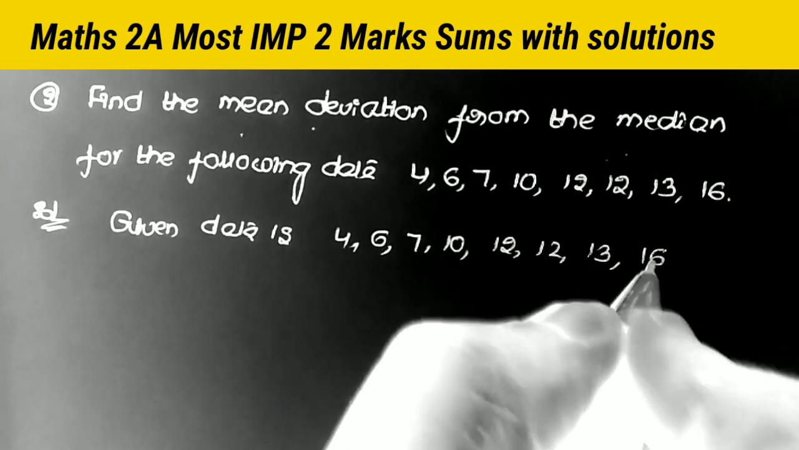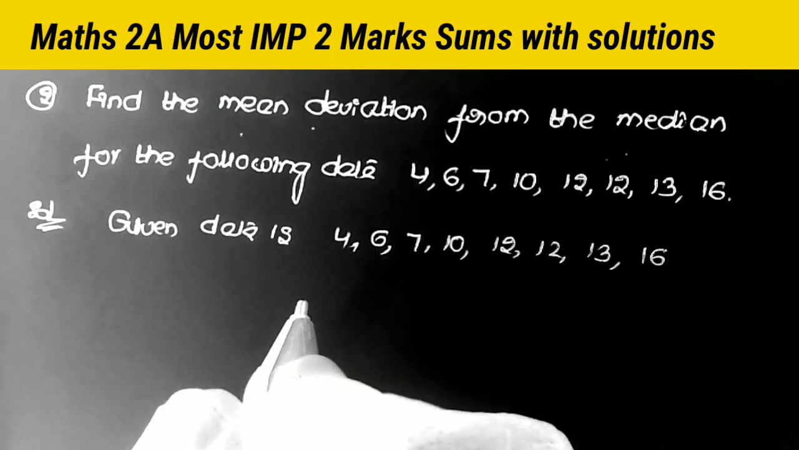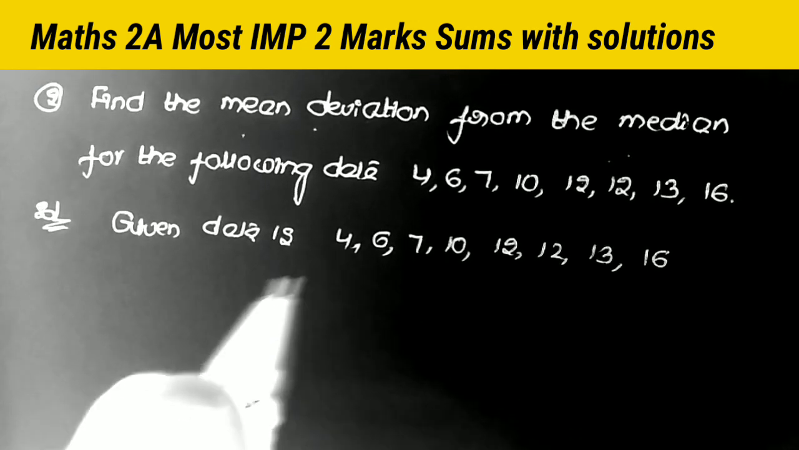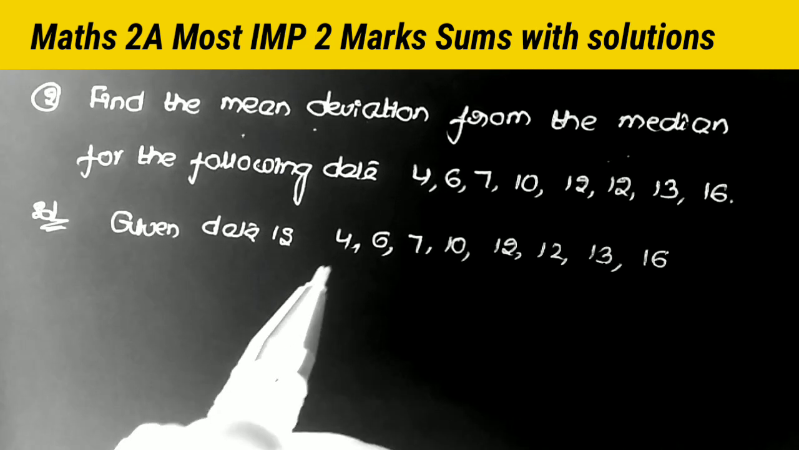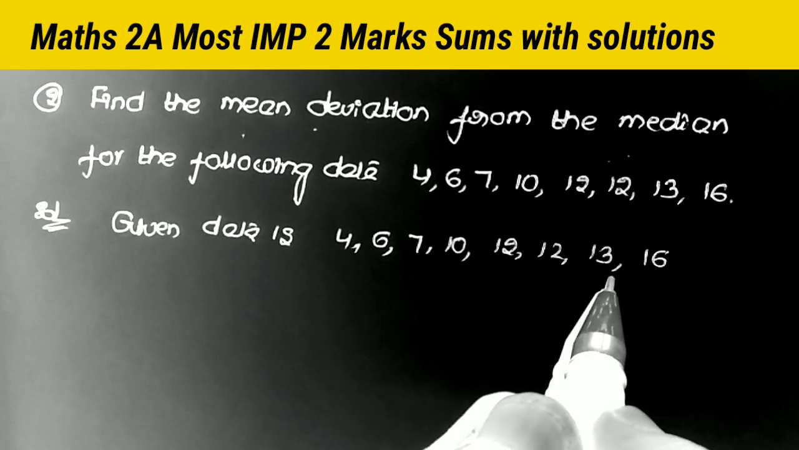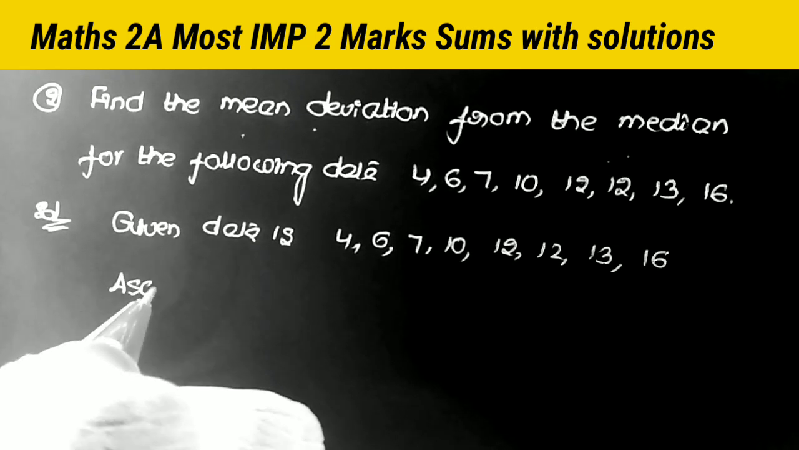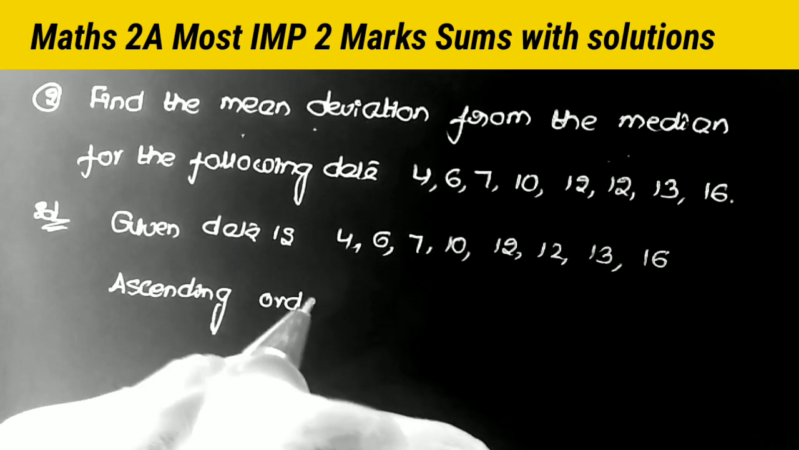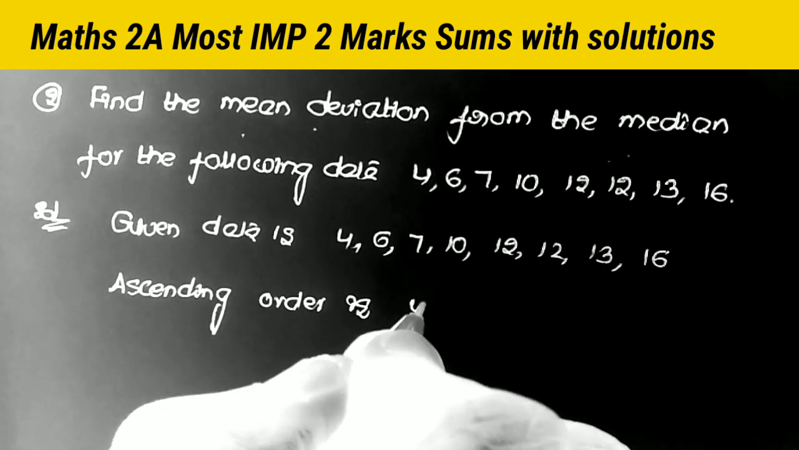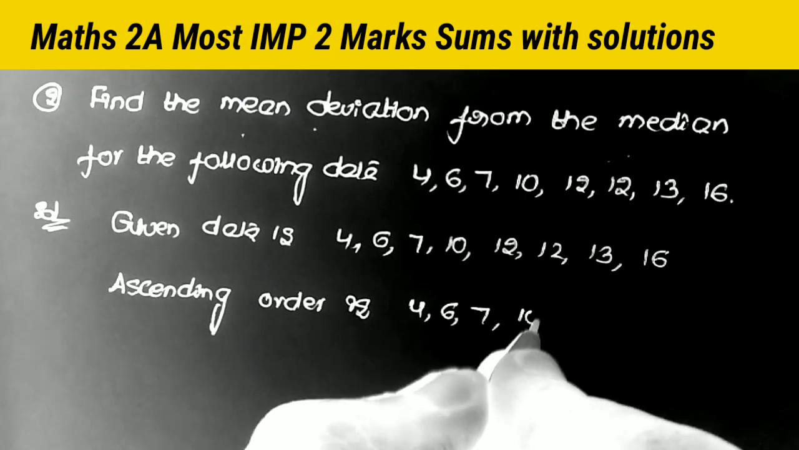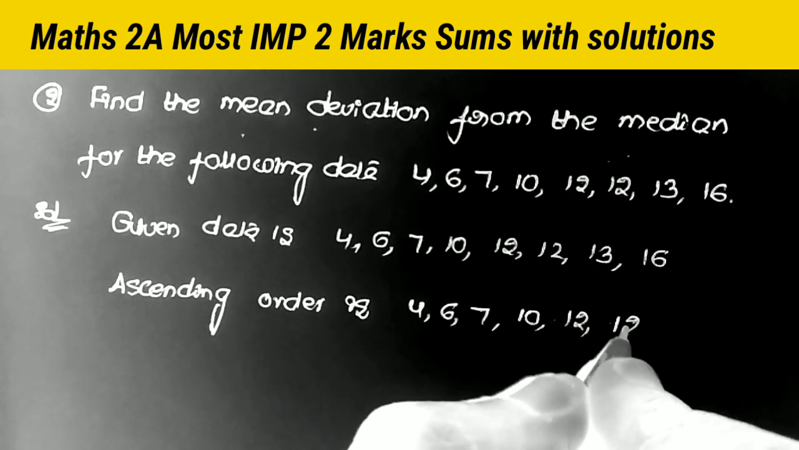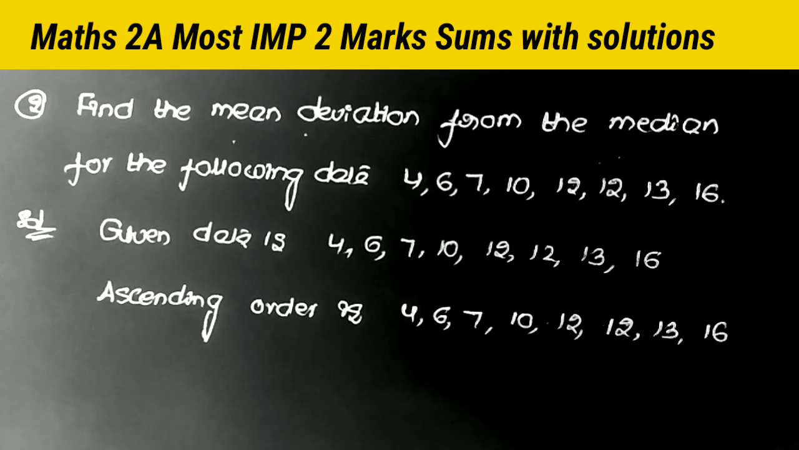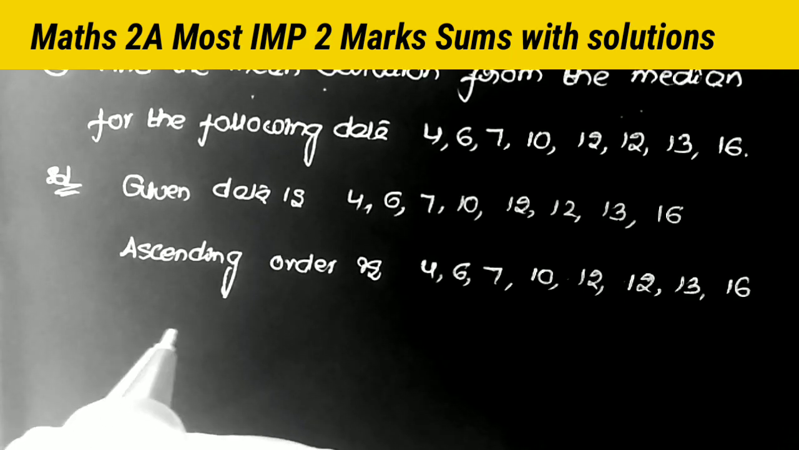The first step is to write the given observations in either ascending or descending order to find the median value. Clearly, here all the observations are already in ascending order, so taking that order only: 4, 6, 7, 10, 12, 12, 13, 16. First of all, we take the given observations in ascending order, and then we take the median value.